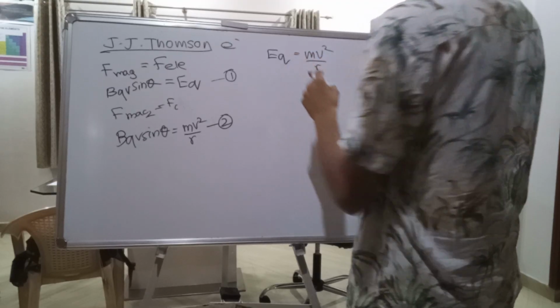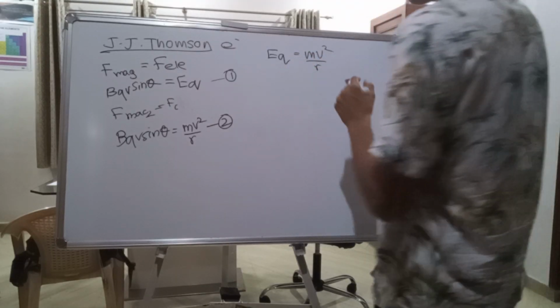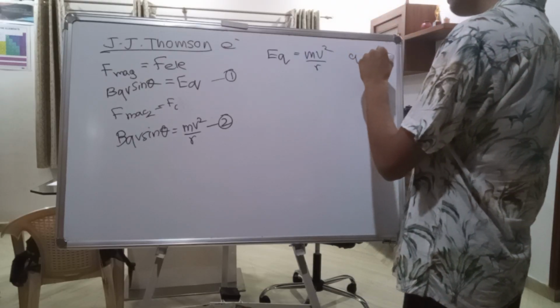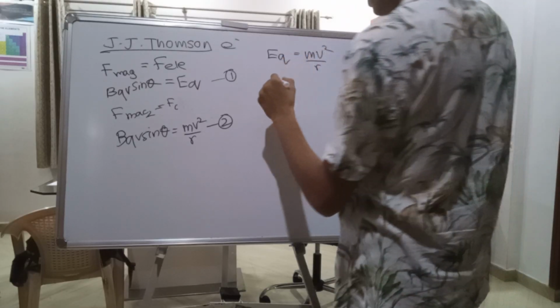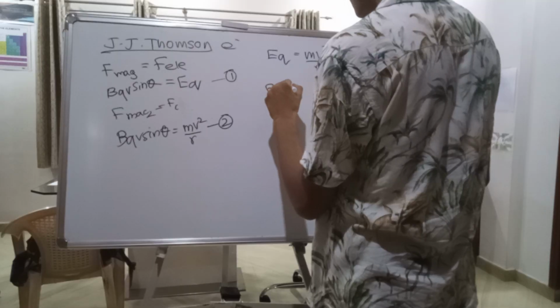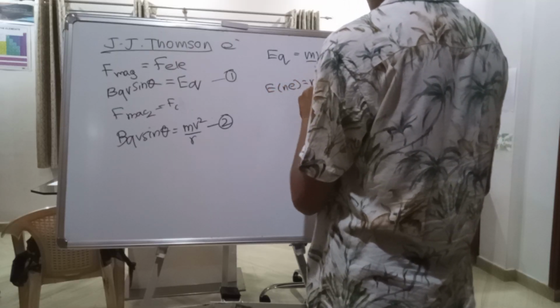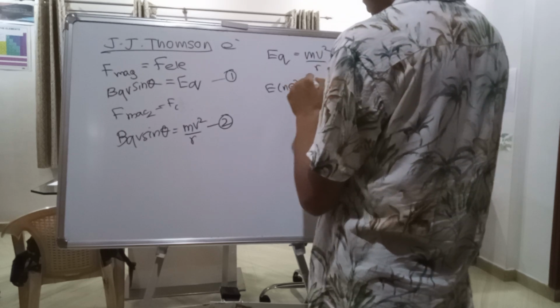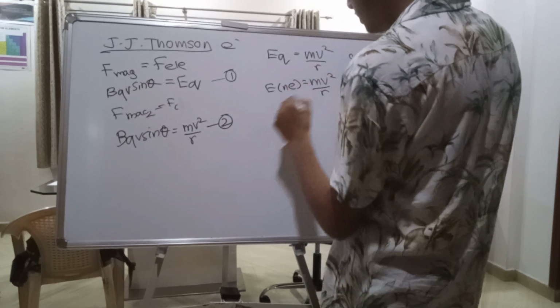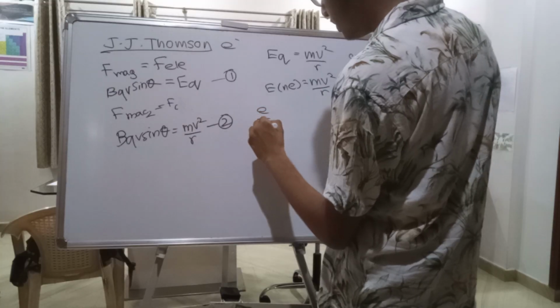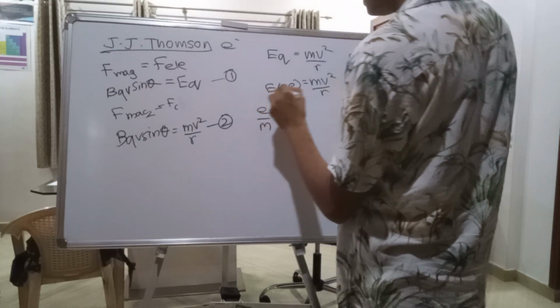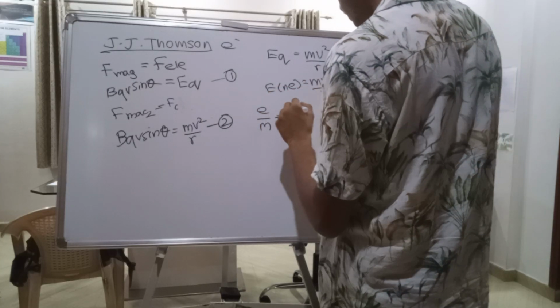Okay. Now what is Q, sir? Q is equal to Ne, that you have studied in 10th standard physics. So now I can rewrite this as E times Ne is equal to mv square by r. Now I will carry this m over that side, so E by m is equal to v square by r n E. I will carry this side.